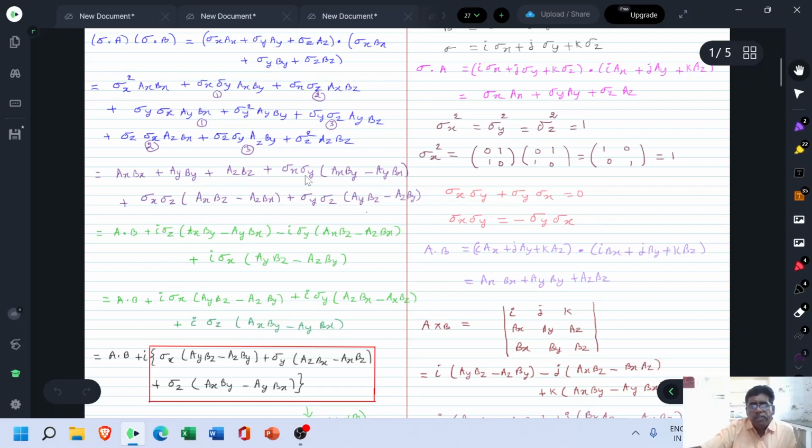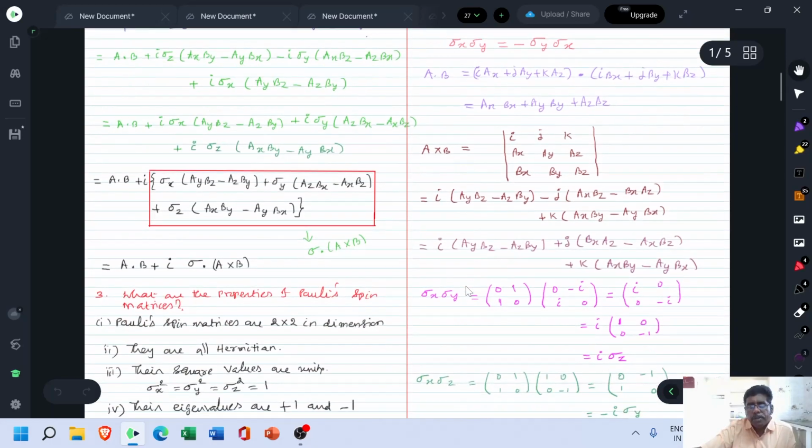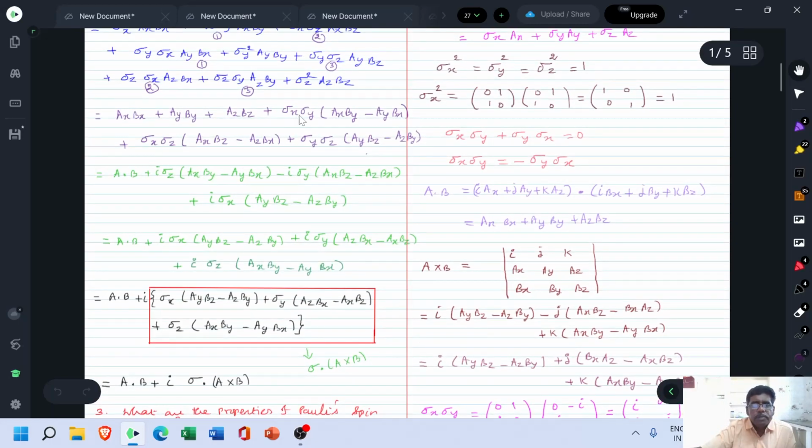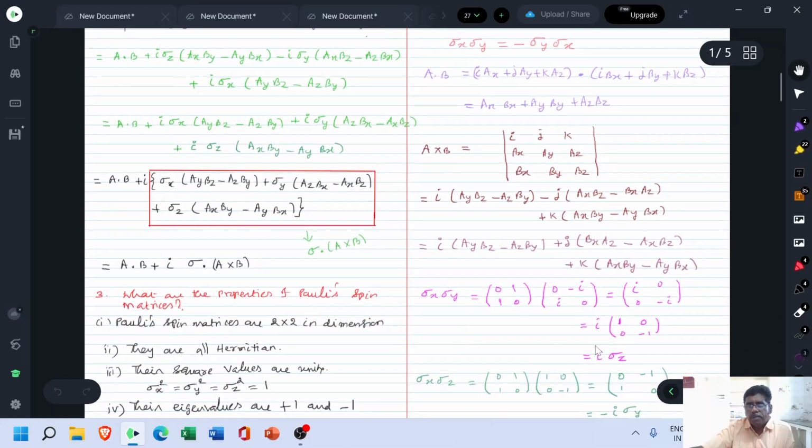Then the value of sigma x sigma y is i sigma z. Sigma x into sigma y is i sigma z. So instead of sigma x sigma y, we have to write i sigma z. Then sigma x sigma z. See here, x should be followed by y, but here the term z is present. So sigma x sigma z is minus i sigma y. Then sigma y sigma z is plus i sigma x. Just instead of sigma x sigma y, sigma x sigma z and sigma y sigma z, we have substituted the values. The proof is available here.